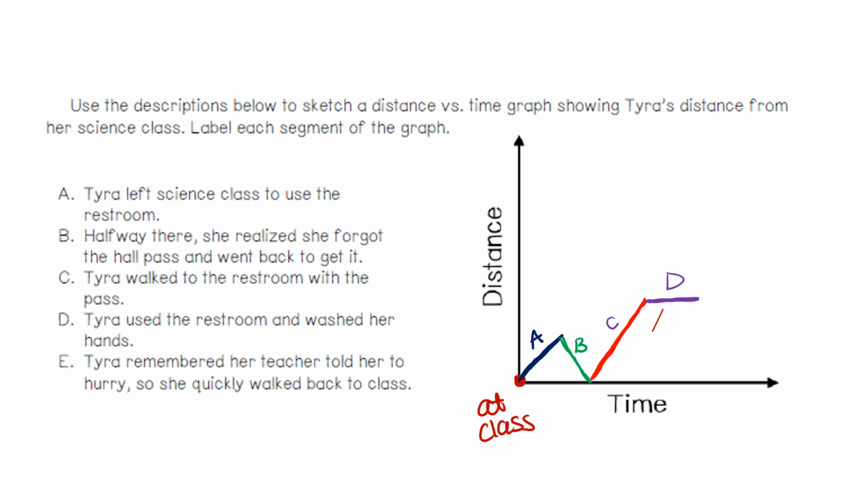Tyra remembered her teacher told her to hurry, so she quickly walked back to class. The word quickly tells me that we have to go fast, so we make that a steep line. She almost ran through the hallway. She was going so fast. Make that a steep line.